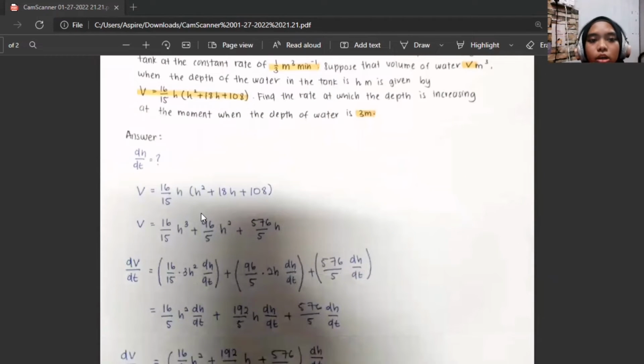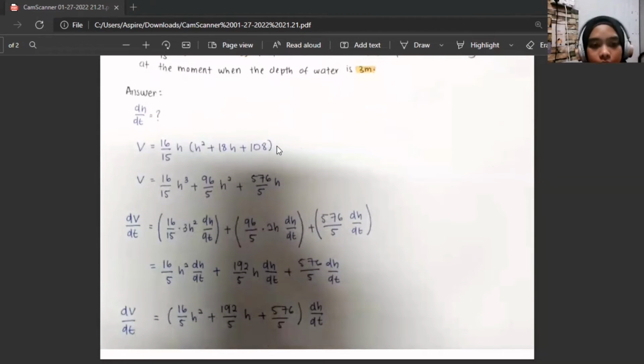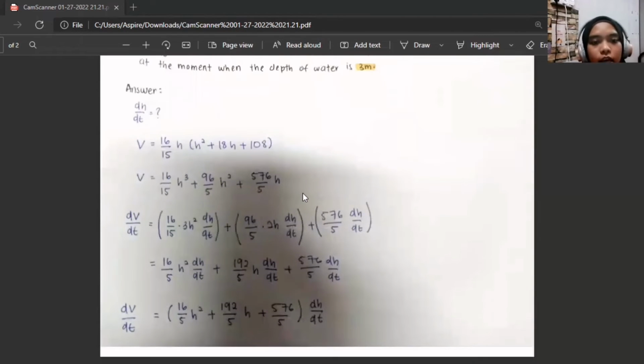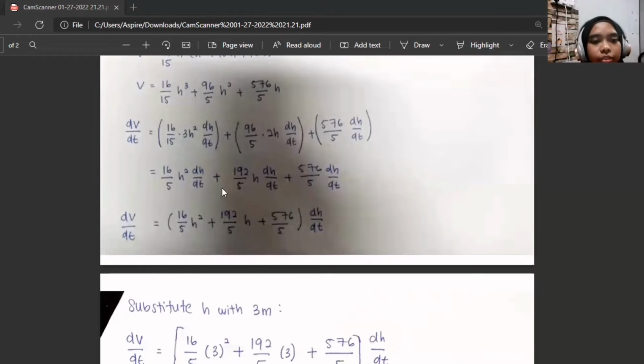The first step is we take the equation that is already given, which is V equals 16 over 15 H in bracket H square plus 18 H plus 108. So we do differentiation with respect to t, using the implicit method. After differentiation, the answer we got is dV over dt equals in bracket 16 over 5 H square plus 192 over 5 H plus 576 over 5 close bracket dH over dt.